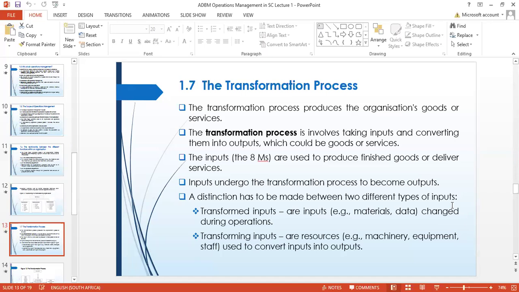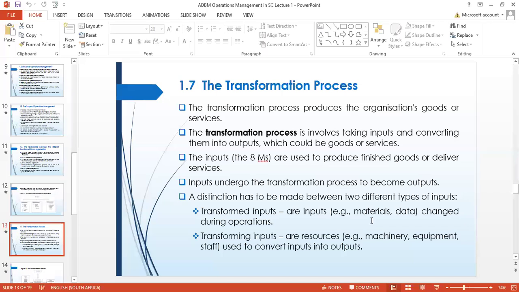In this transformation process, we have two types of inputs that you should know. The first one is known as the transformed inputs. What are they? These are inputs that are changed during the operations, meaning that after the product is produced, it won't be the same as the input. We're talking of raw materials. Raw materials are changed, and then at the end, we come up with the final product that is different to the input.